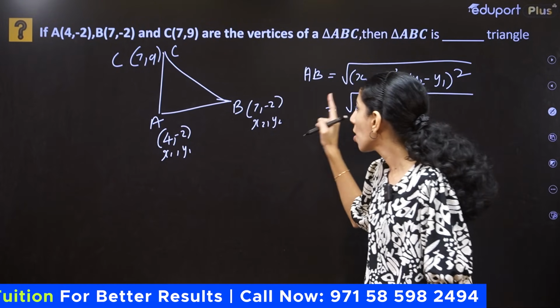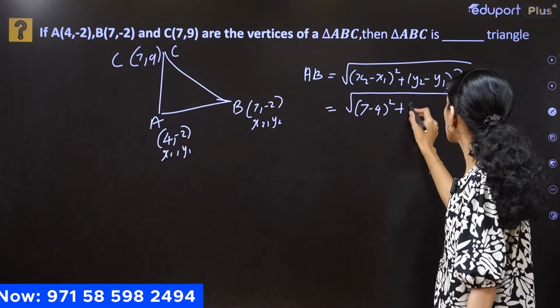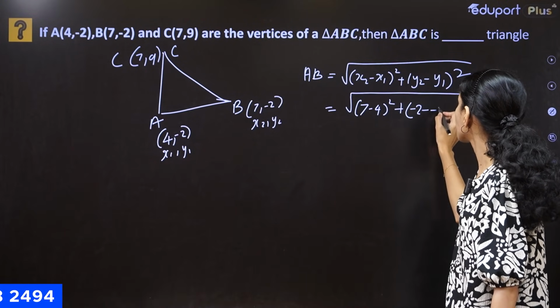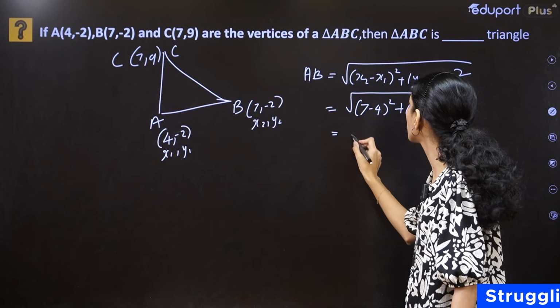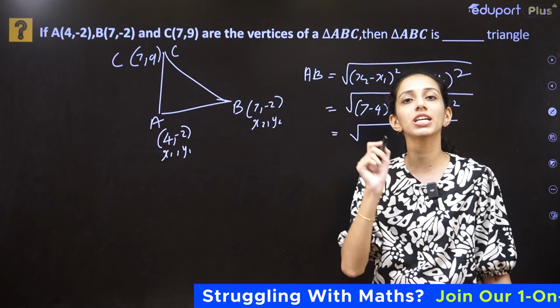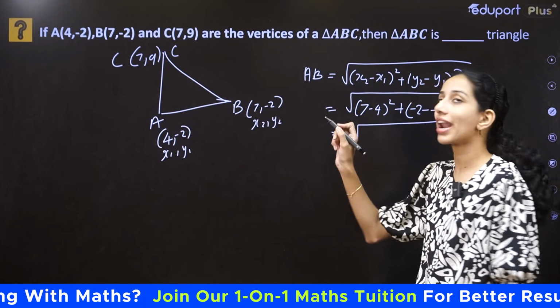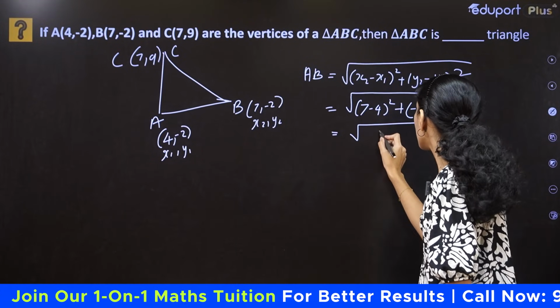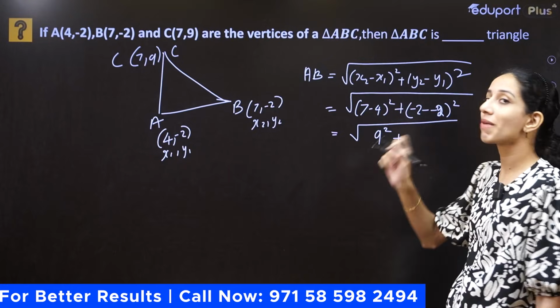What is y2? Minus 2 minus 2. Okay, minus 2 minus 2 all square, which is equal to root of 7 minus 4 all square. What is 7 minus 4 all square? 7 minus 4 all square is 3 square and is 9. Okay, 9 square plus root of 2 minus 2.